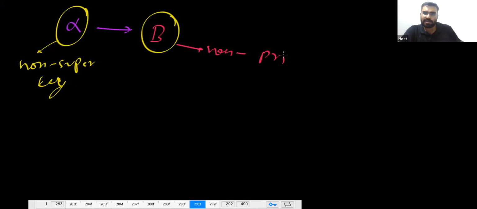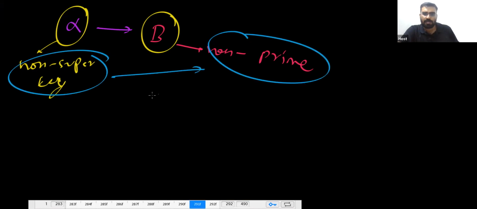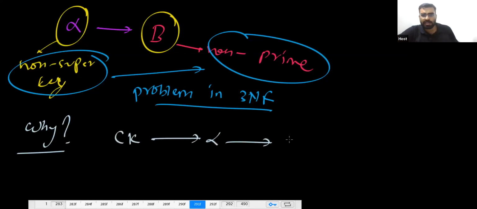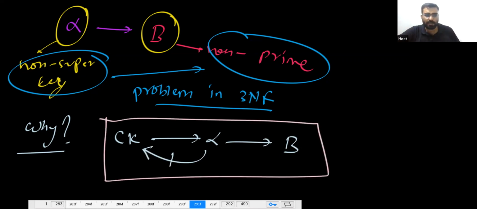So the same logic will work. Why is this a problem? Not a super key implies non-prime. This is a problem in 3NF. Correct? And why? Because you can create a transitive dependency. Alpha is not a super key, so you can create a transitive dependency.